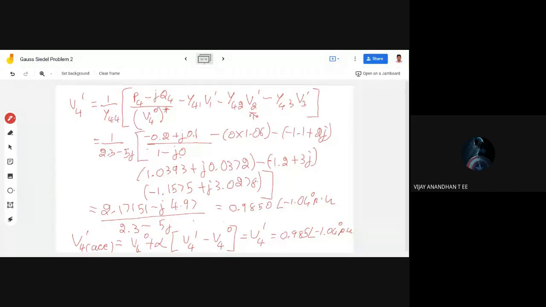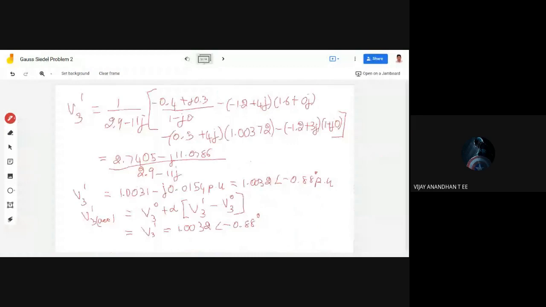Can I show the V3 voltage, sir? The answer is differing from it, sir. Here you can see. You can just cross check it. I'll be waiting. No problem.